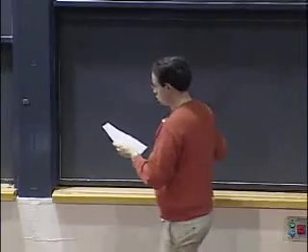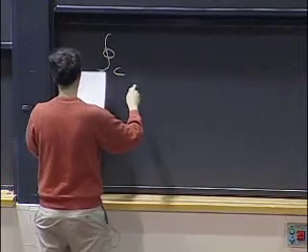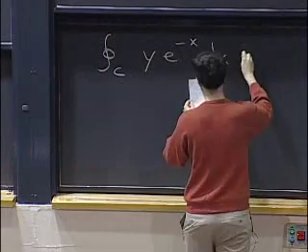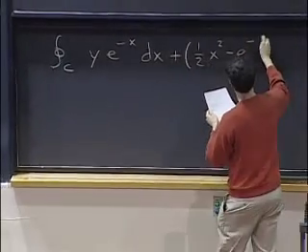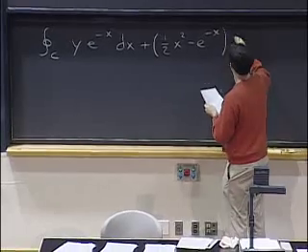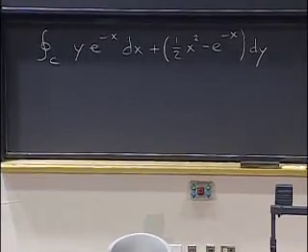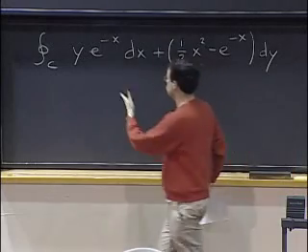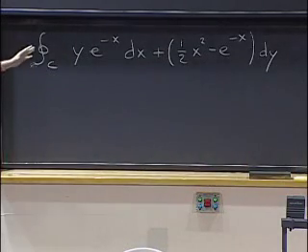And let's say that I want you to compute the line integral along C of y e to the minus x dx plus 1/2 of x squared minus e to the minus x dy. And that's a kind of sadistic example, but maybe I will ask you to do that. So how would you do it directly? Well, to do it directly, you would have to parameterize this curve.